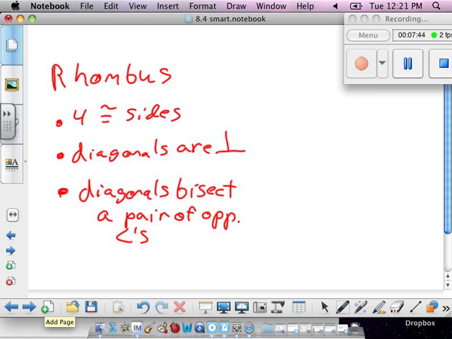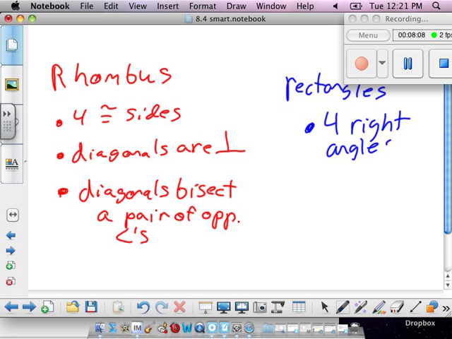Okay, let's talk about rectangles. What is special about a rectangle? So what is the definition of a rectangle, first of all? Turn it over. What does it say? 4 right angles. That means all those angles are how many degrees? Good. Okay, what else is special about a rectangle?